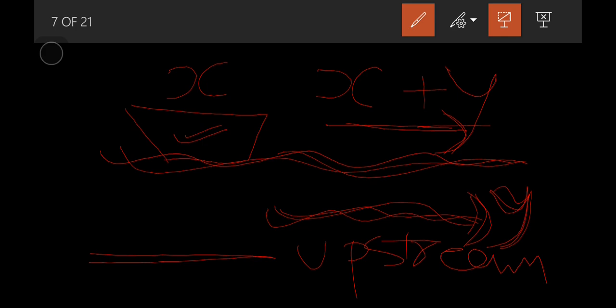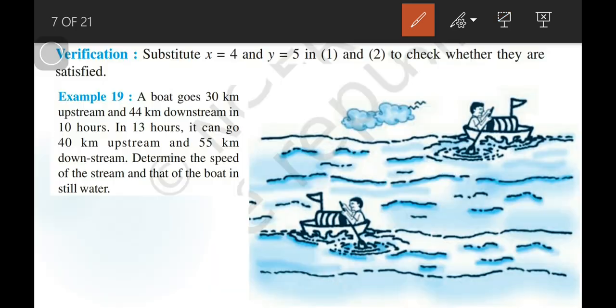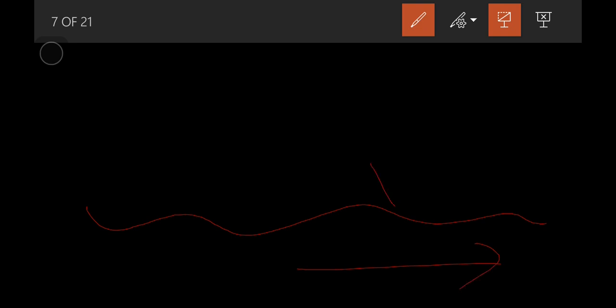Now let us talk about what happens downstream. The flow of the stream is in this direction and the boat is in the opposite direction of the flow, so it is the speed of the boat in still water and the speed of the stream.